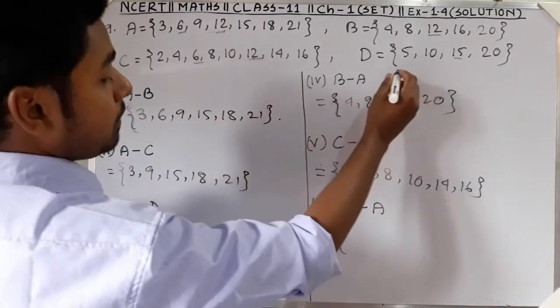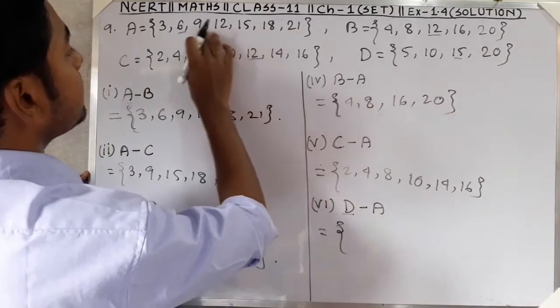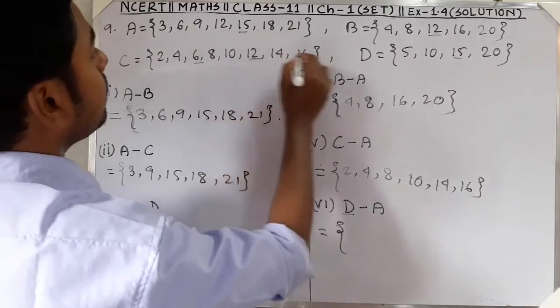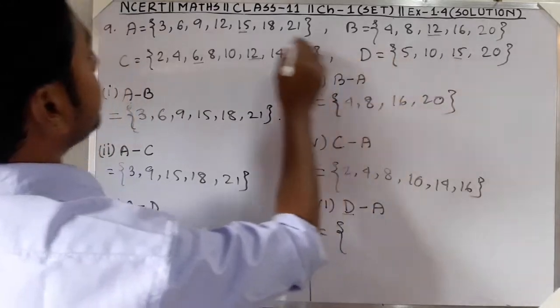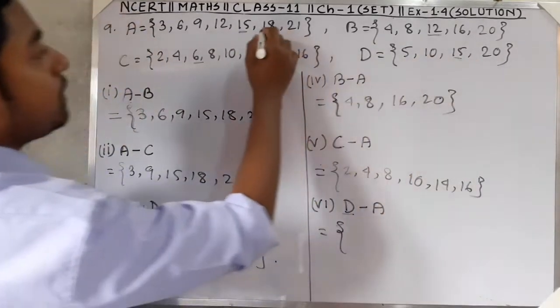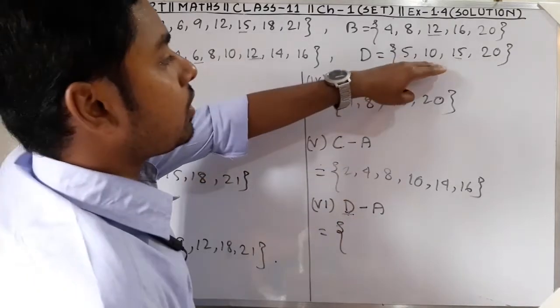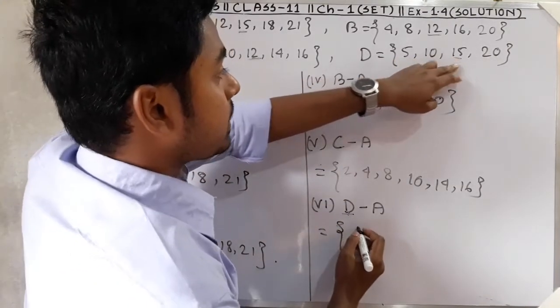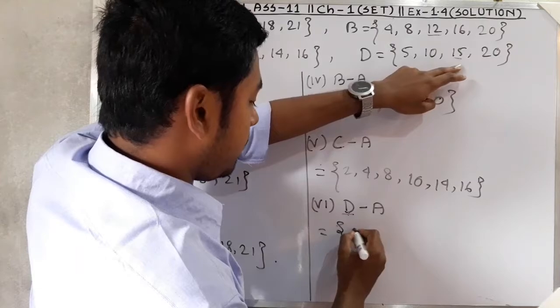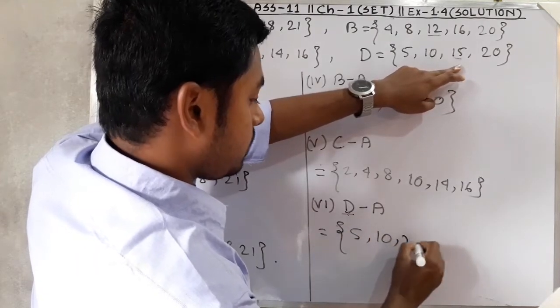Now D minus A, same, all the elements of D except common elements of D and A. So what are the common elements of D and A? This is I think 15 only, no? 15 and 15, 5, 10, 20, 5, 10, no. Only 15 is the common element. So first of all D set, that means all the elements of set D except 15, that is common: 5, 10, 20.